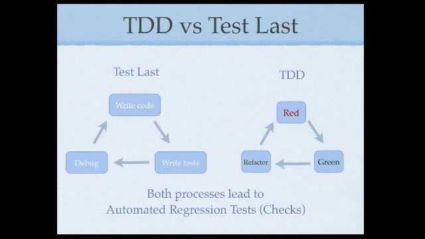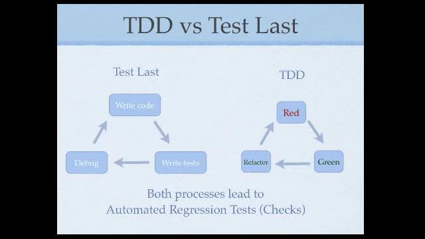If we look at test-last, this is where the programmer sits down and first starts writing some code. And then when they think it's working, they start creating the unit tests or the automated checks, to test that what they've written actually does what they think it does. Quite often, they'll find that maybe it doesn't do what they think it does, and then they end up doing some debugging to get the test to pass. And then they write some more code.